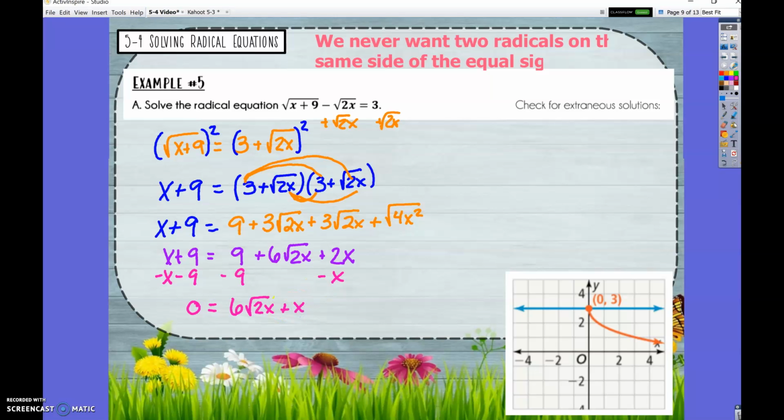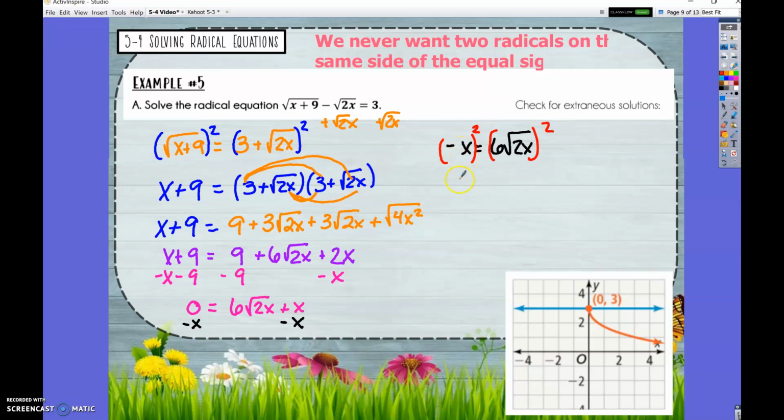Now this isn't a quadratic, so I don't want to use the quadratic formula or solve it. So I'll go ahead and move one of them to the other side. I'm going to subtract this x from both sides, and that gives me negative x equals 6 square root of 2x. Here we are again with another radical sign, and we want to get rid of it. So again, to get rid of the square root, we're going to square this. We get to square twice now in order to solve for our x.